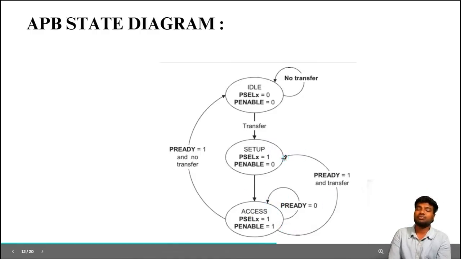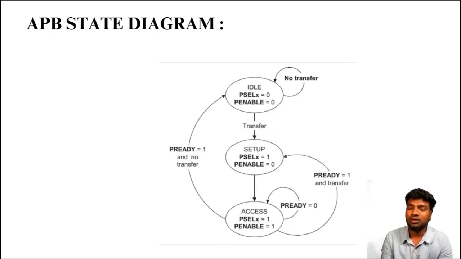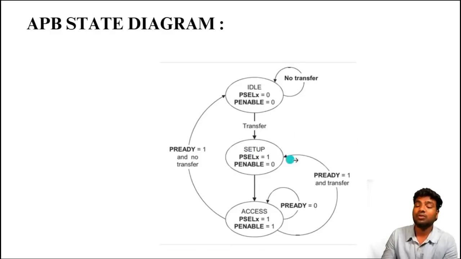Why will it move to the setup state if PREADY is 1? PREADY is like an output signal of the slave. That particular signal is saying to the master, I am ready, I can give data from slave to master. So it's a data reading operation. I can give the data, and then I can go with the next data, the next byte. For that reason it will move to the setup state only if PREADY is high.